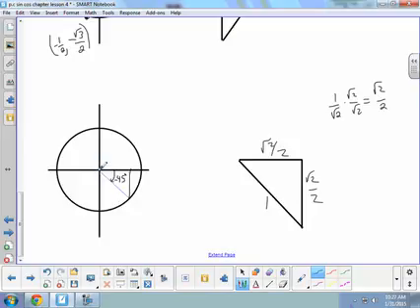Okay, so we're looking for this point on the circle. Well, our x direction is positive, so that's going to be a positive radical 2 over 2. Our y coordinate is going to be negative because we're going down. We're in the third quadrant. I'm sorry, we're in the fourth quadrant. So there is the point on the unit circle.